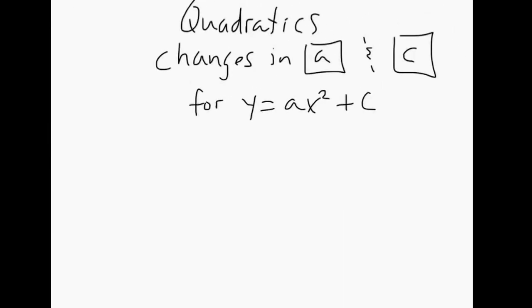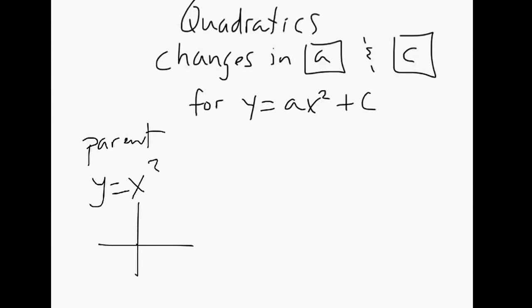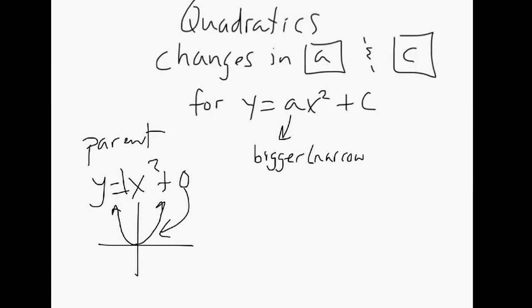Alright, quadratics. The first thing we're going to talk about with quadratics is the changes in a and c. We have our parent function, and when we compare everything to that, the parent function is y equals x squared, and this sits at the origin like this and is the normal width. He exercises 1 time a day, and he's sitting at 0. Okay, so if we increase a, so we make a bigger, that means he's doing more exercise, and that makes him narrow.